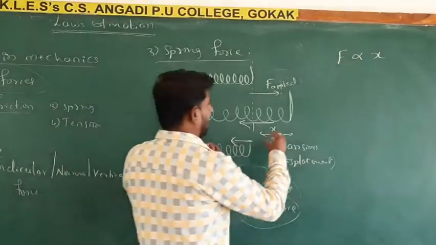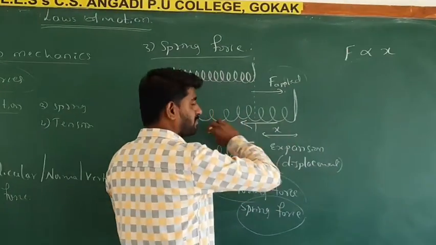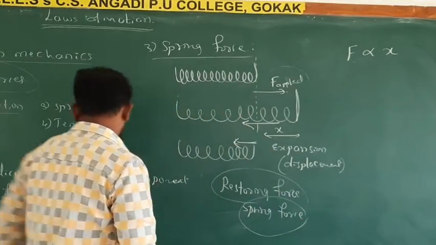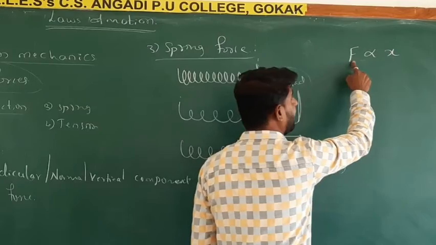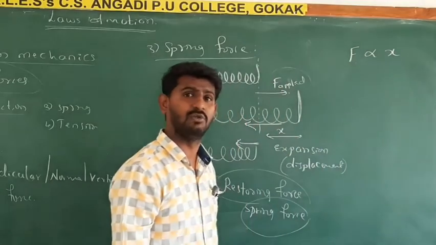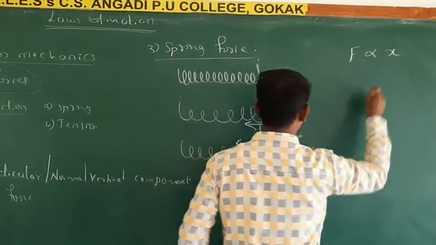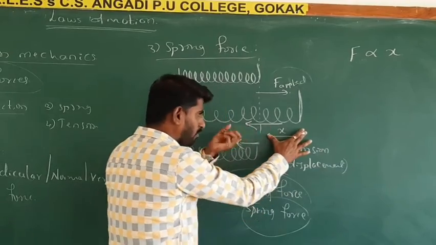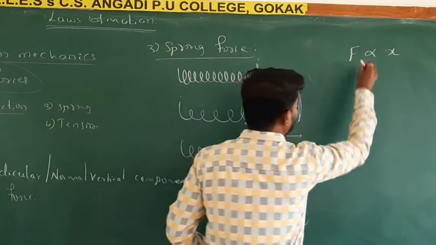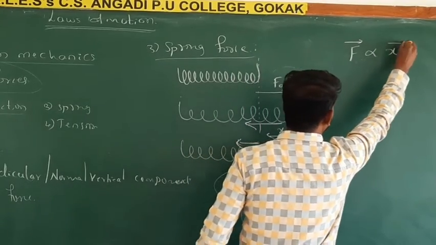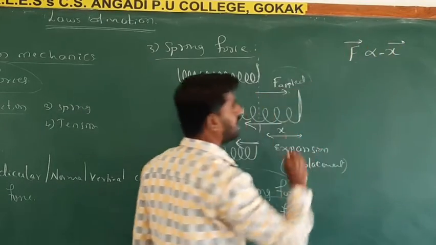If the applied force is more, the expansion will be more. If the expansion is more, automatically the spring force or the restoring force will be more. So that's why we say if there is more expansion, there will be more restoring force or more spring force. Okay, so if I apply the vector notations, I should mention the sign negative.